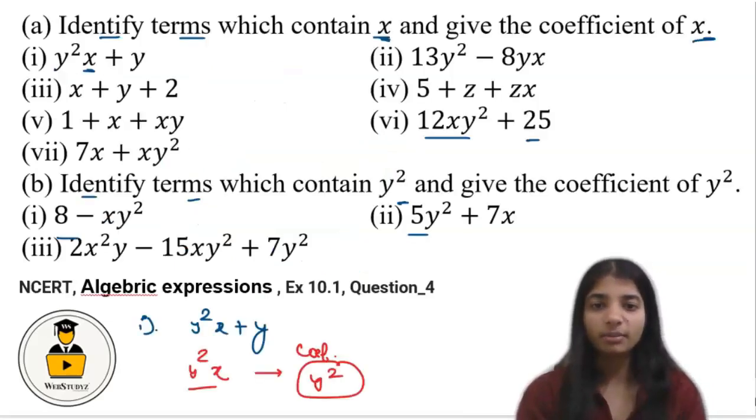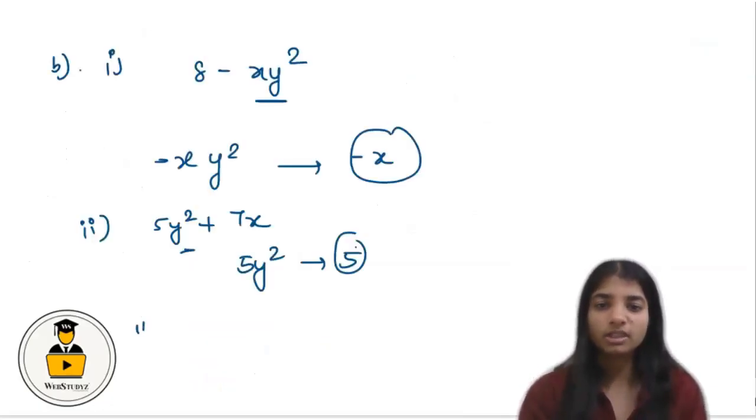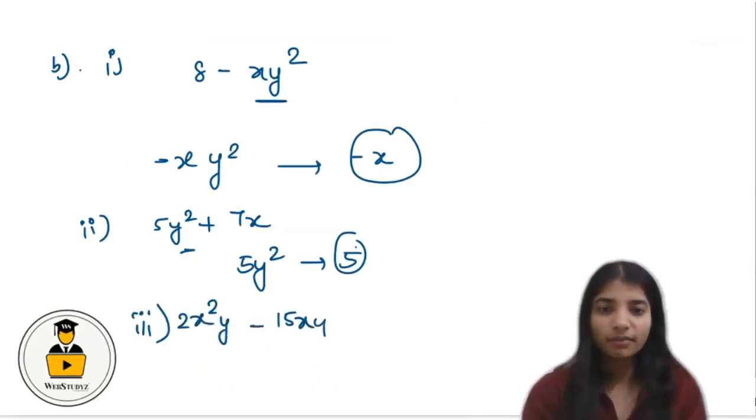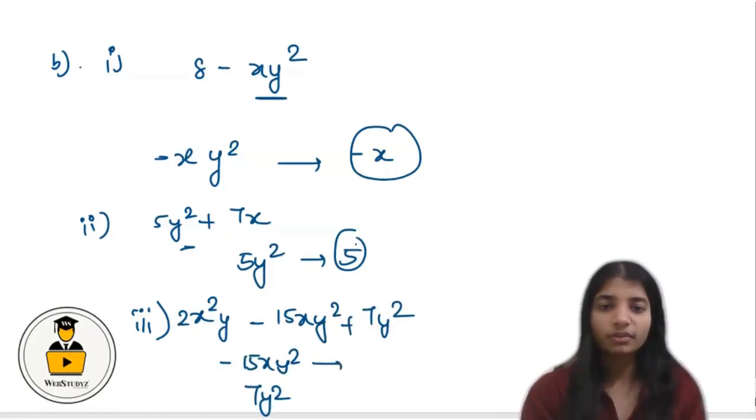Now we are considering the third part, which is 2 x square y minus 15 x y raised to the power 2 plus 7 y square. We have to find the coefficient for the terms which contain y square. The terms which contain y square are minus 15 x y raised to the power 2 and 7 y square. So the coefficient of y square is minus 15x and 7. So this is the answer to the third part of this question.